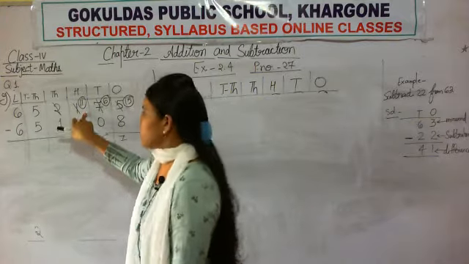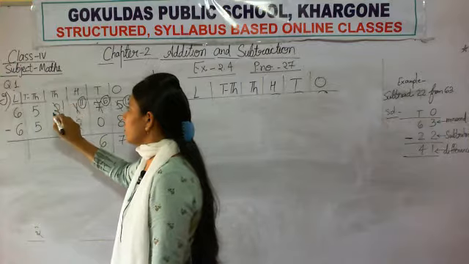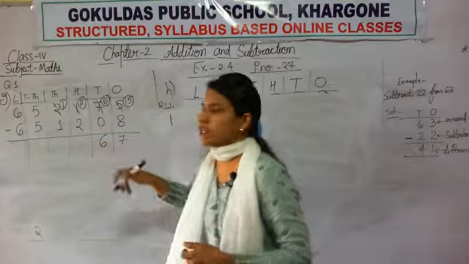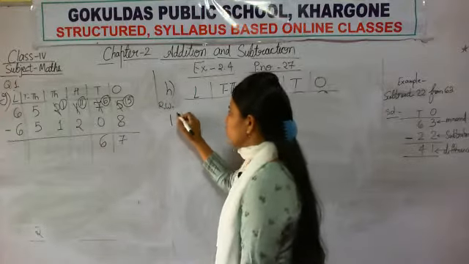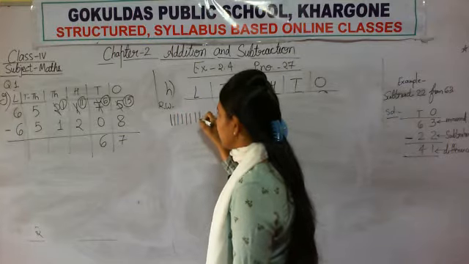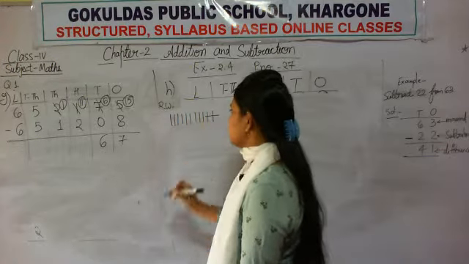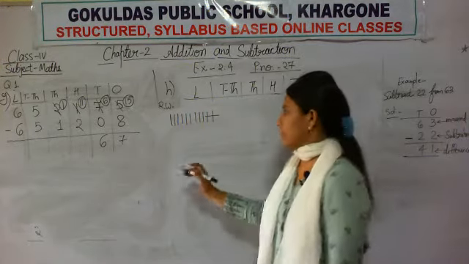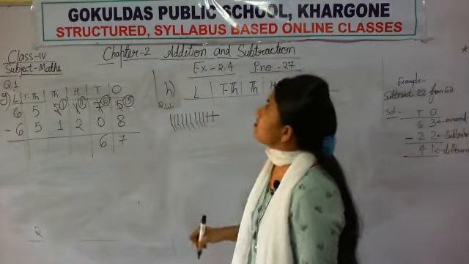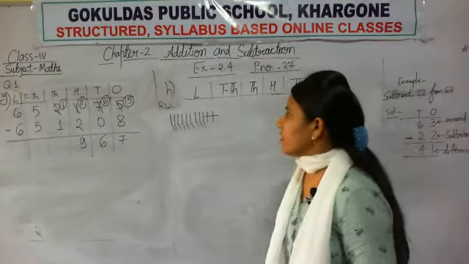As 1 was here, this column gives a borrow, so it will be left with 1. Now 11 minus 2. Draw 11 sticks: 1, 2, 3, 4, 5, 6, 7, 8, 9, 10, 11. You are subtracting 2, so remove 2 sticks. Now count how many are left: 1, 2, 3, 4, 5, 6, 7, 8 and 9 sticks are left. So your answer is 9. Write it in the hundreds column.